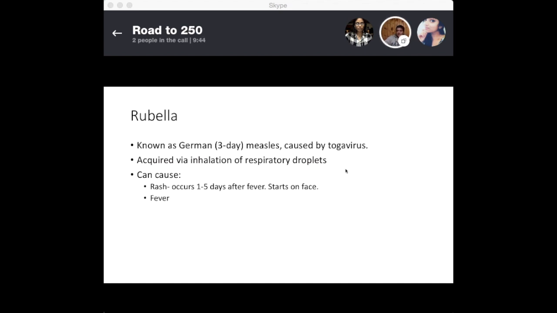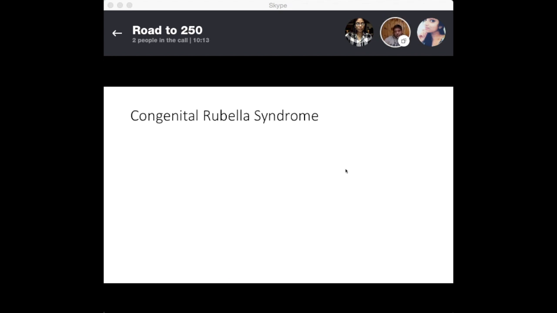It does cause fever. And then lymphadenopathy is another big one. Do you know the locations of the lymphadenopathy with rubella? Periauricular? Post-auricular or posterior cervical are the 2 spots commonly associated with lymphadenopathy. And the vaccine, obviously, is the MMR vaccine. All right, so we're going to talk about congenital rubella syndrome.